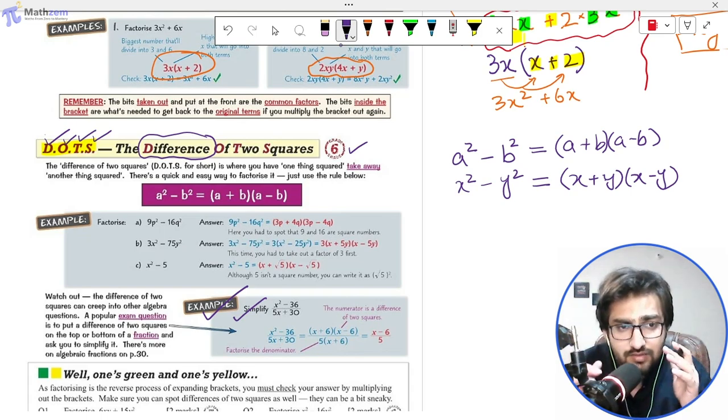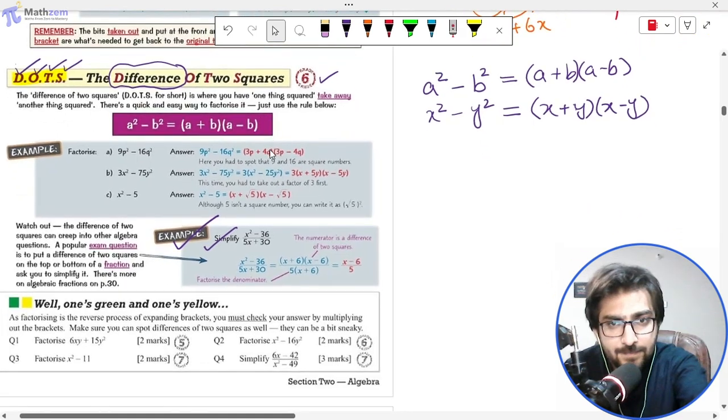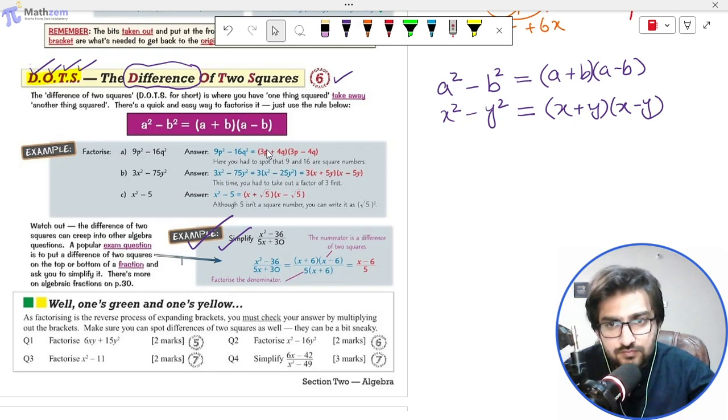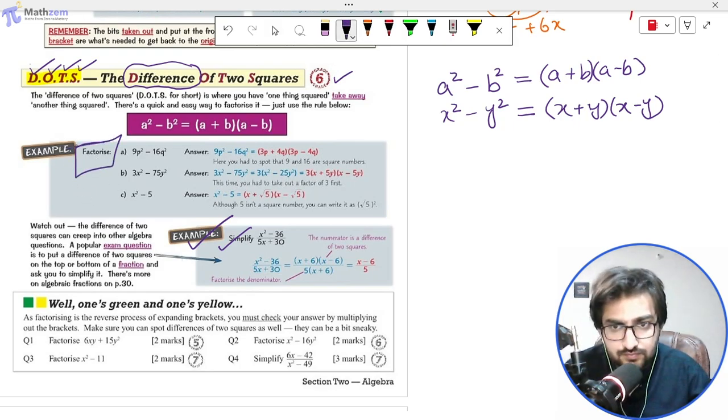This is a concept which you learn, and we will use it to simplify different questions. But let's practice a few questions in order to understand this DOTS method. So let's take this example. It says factorize.